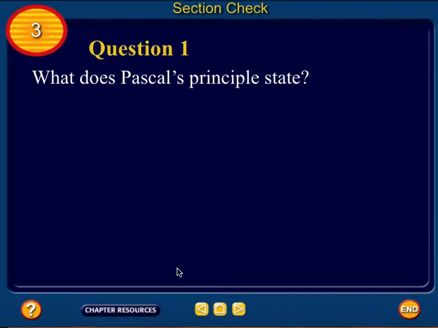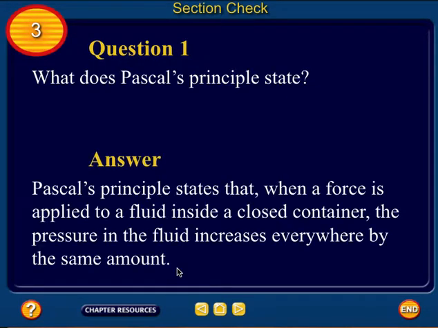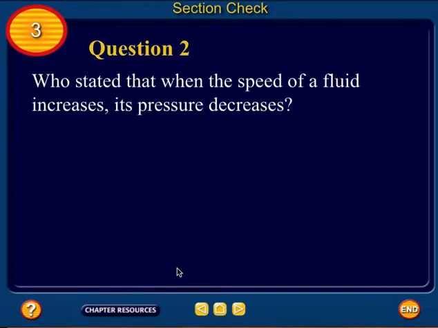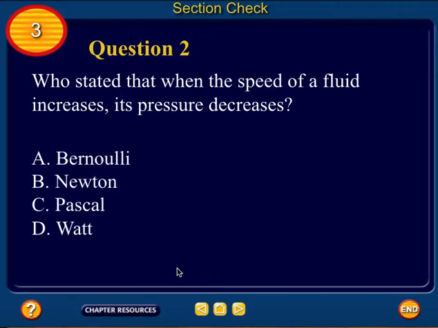Question 1. What does Pascal's principle state? Pascal's principle states that when a force is applied to a fluid inside a closed container, the pressure in the fluid increases everywhere by the same amount. Who stated that when the speed of a fluid increases, its pressure decreases? Bernoulli, Newton, Pascal, or Watt?